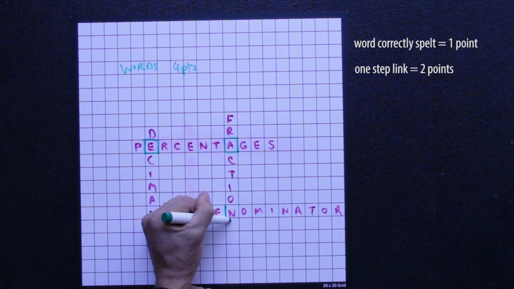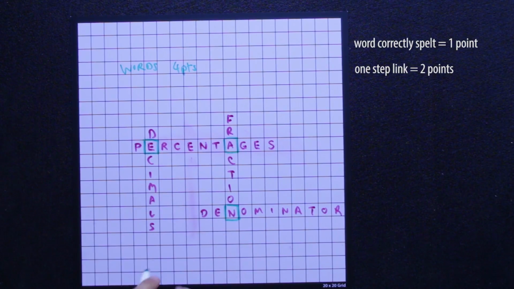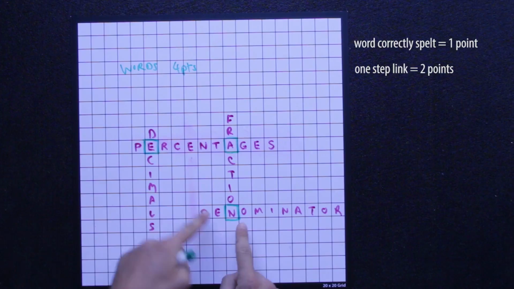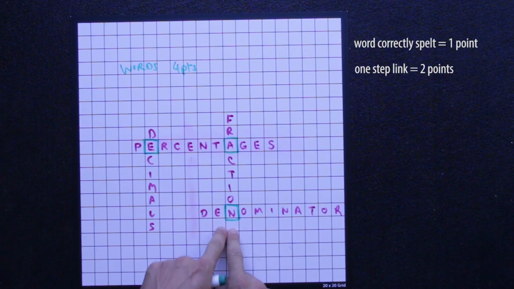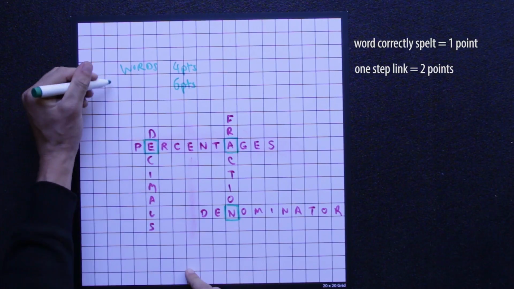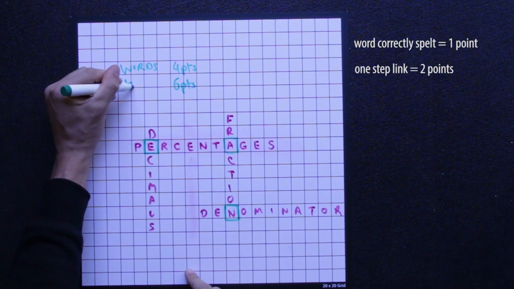intersects. So there's 3 places, and if I can explain them all, which I explained these two, fractions have a denominator, so that's all it requires to explain that. You get 2 points for each of these squares, so there's 6 points there, and these are called one-step links.